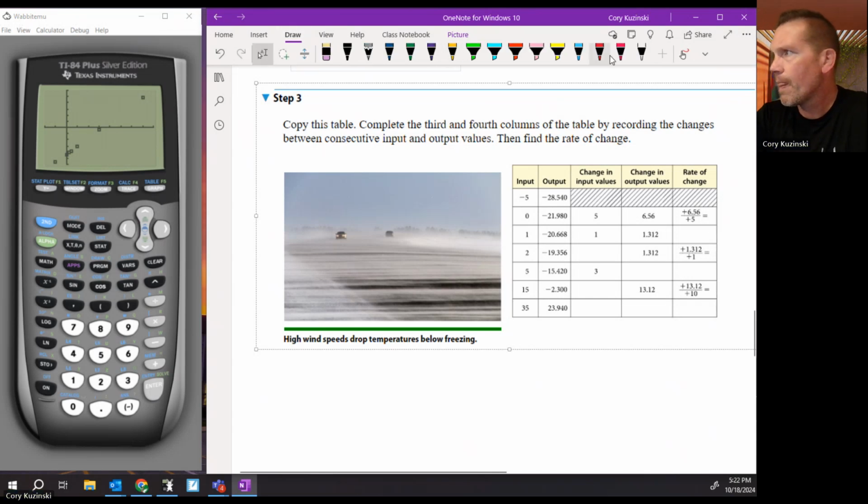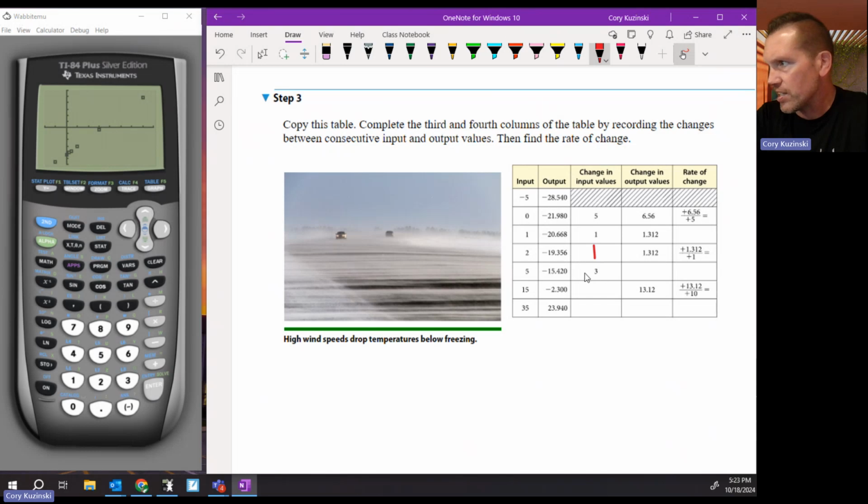Here we go. So what's the change in the input values from 1 to 2? That is a change of 1, right? And then from 2 to 5, that's a change of 3. From 5 to 15, that's a change of 10. And from 15 to 35, that's a change of 20. Change in the output values. I think I'm going to need a calculator here.